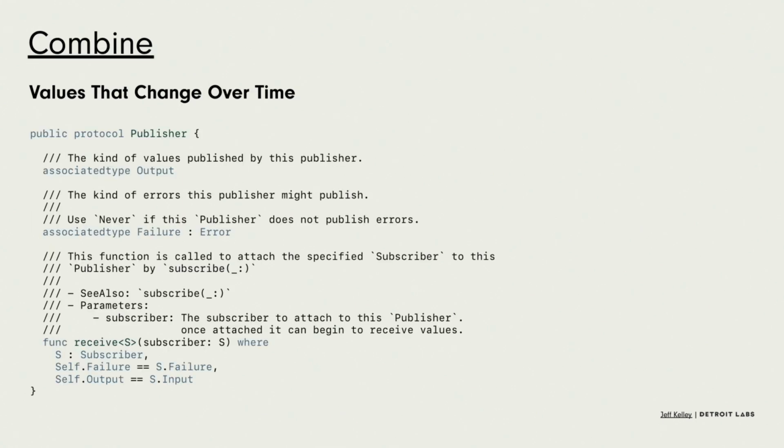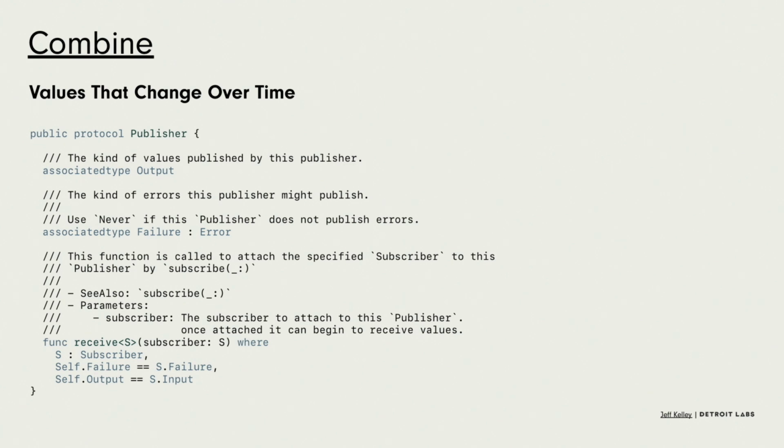So Combine, if we haven't looked at it yet, it's kind of like RxSwift or any other reactive framework where it's values that change over time. In Combine, there's a thing called a publisher. And a publisher has two associated types. There is an output and there's a failure. So that looks pretty similar. It's kind of a lot like result, right?